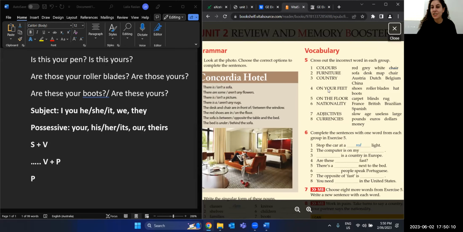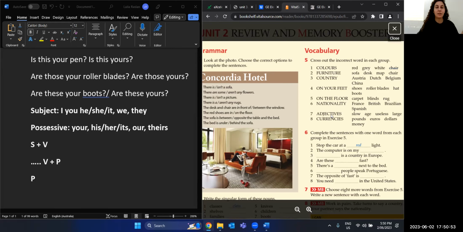So on your feet, shoes, yes, we put them on our feet. Rollerblades, yes. Hat, no. Maybe someone does, but not usually. Boots, yeah. On the floor, we have a carpet, yes. Blinds, no. Rug, yes. Nationality, France, no, that's the country. British, yes, they're from the UK. Brazilians, yes, they're from Brazil. Spanish, yes, from Colombia or any Latin America or Spain.